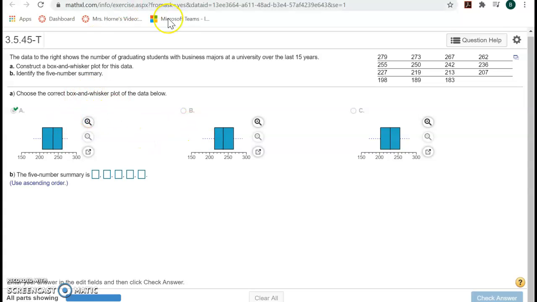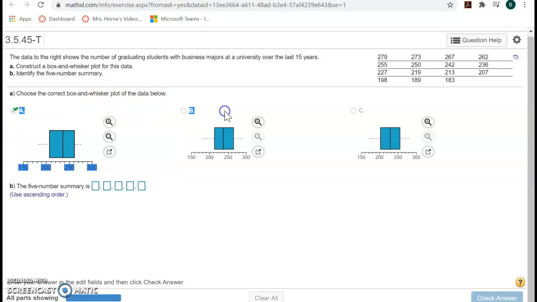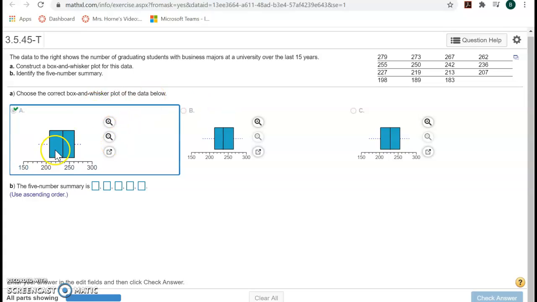Okay, so in this problem, the five number summary is basically what you choose in your box and whisker plot. So it's this little whisker here, that's your minimum. Then this number here represents your first quartile. This line in the middle of the box is your second quartile. And then the other side of the box, the right side, is your third quartile, and then the right whisker reaches out to your maximum value. That's basically all the five number summary is.